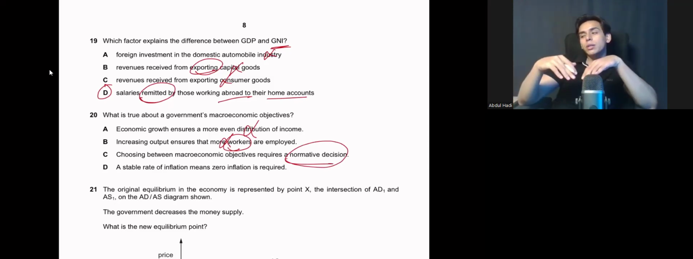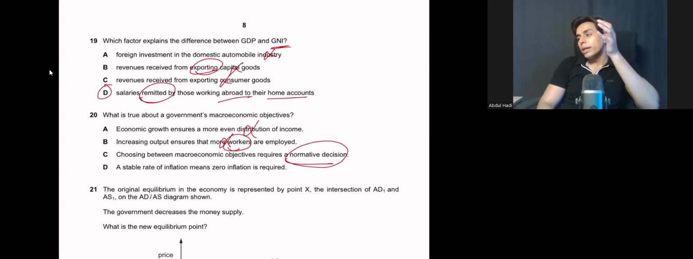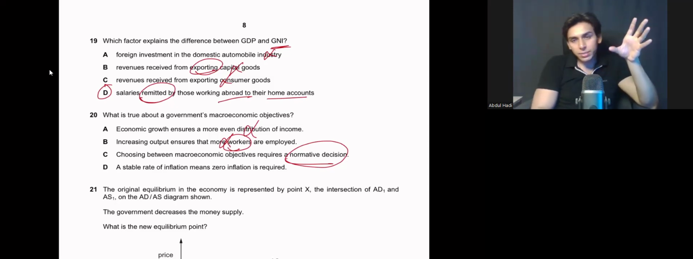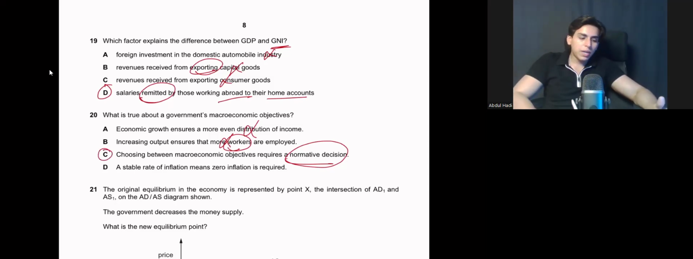Different economists sit together and they come to a conclusion that our main priority right now is correcting the balance of trade deficit. Then our objective should be to reduce unemployment. Then our objective should be to reduce inflation. I always told you that the four or five macroeconomic objectives of government are not in specific order. It depends upon the economic condition, the economic state, which one is more crucial at that moment. So it depends on normative decisions. It is based on opinions. A stable rate of inflation means zero inflation is required, not at all.